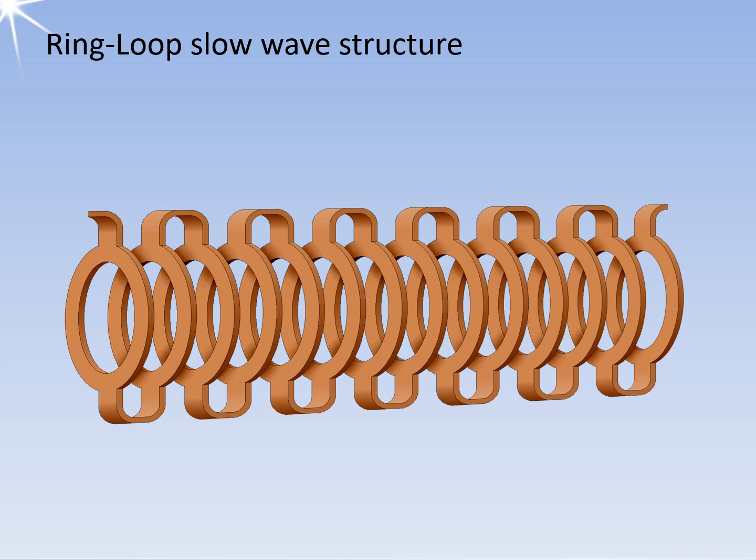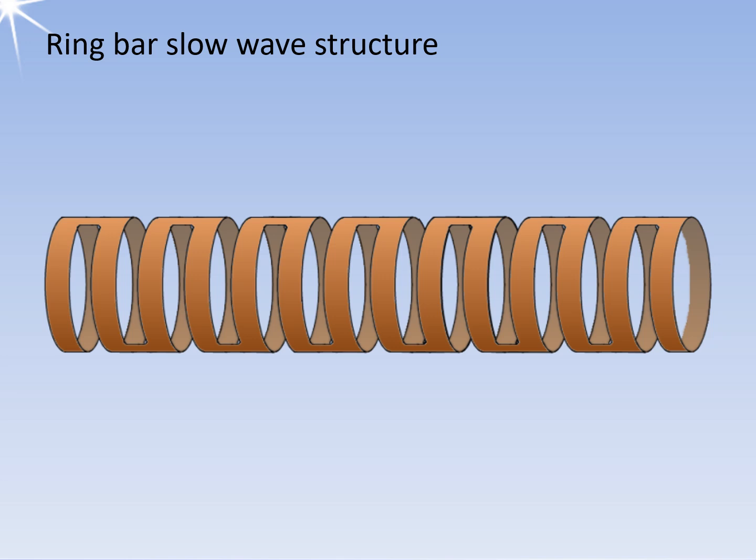The feature of the ring loop slow-wave structure is high coupling impedance and low harmonic wave components. Therefore, the ring loop traveling wave tube has the advantages of high gain, 40 to 60 decibels, small dimension, higher operating voltage, and less danger of backward wave oscillation. The ring bar TWT was developed from the contra-wound helix and has the same characteristics as the ring loop TWT. This slow wave structure is very easy to make by precise laser cuts in a thin copper pipe.